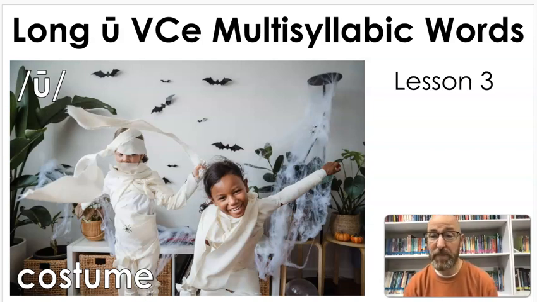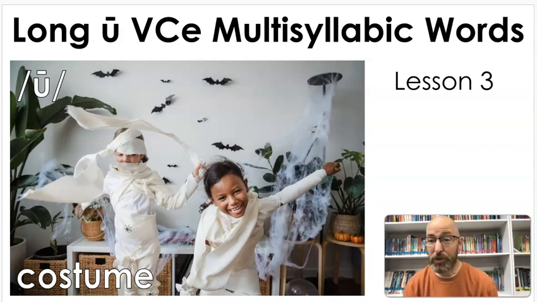We're going to continue our look at the long U sound. Today, we are moving to multisyllabic words. For lessons 1 and 2 in this series, we looked at just monosyllabic words, or just one syllable, and now we're looking at multisyllabic words that have more than one syllable. Primarily those with a VCE pattern at the end, like the word costume ends with a VCE.